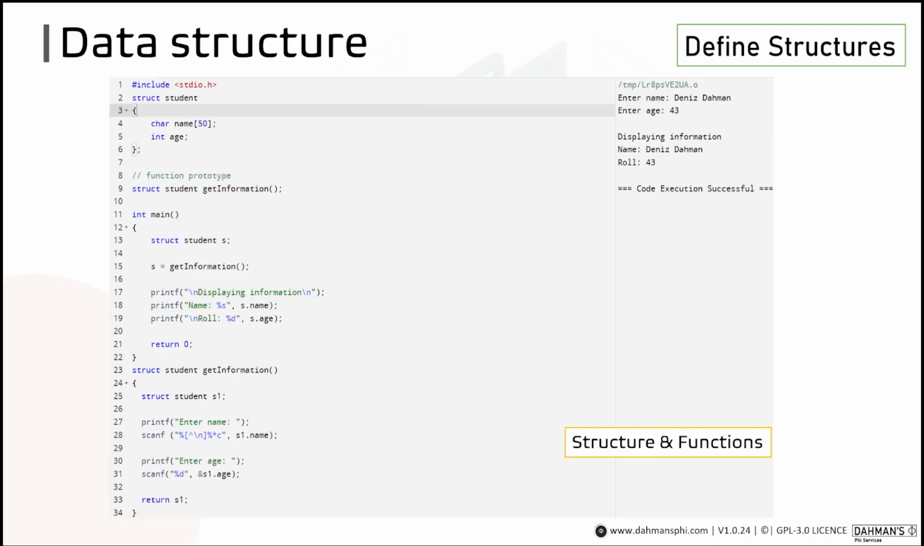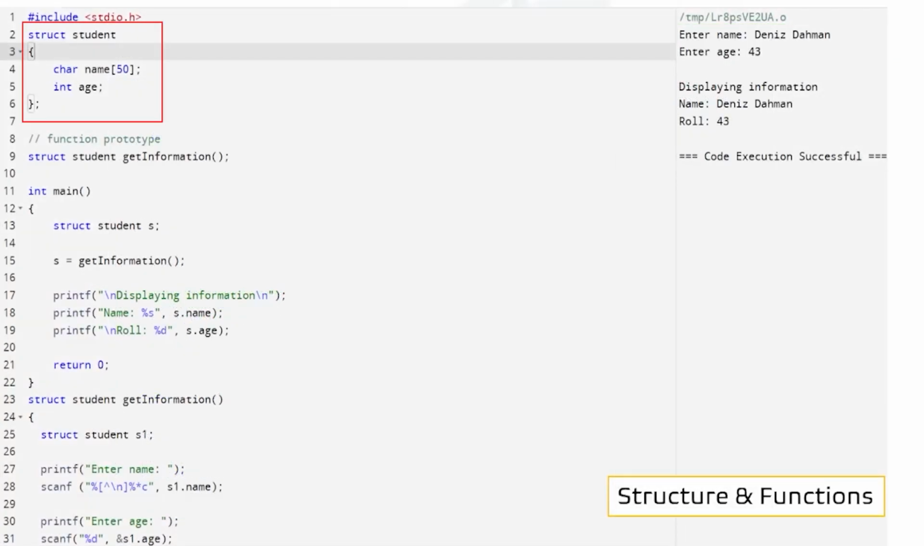We could also use a function to return a struct. In this case, we have a struct we call student, and it has two variables as usual, the name and the age. And here is the prototype of a function called getInformation, which basically returns a data type student. That's why in the main function, the first line, we define a variable called s of data type student, which is a struct type, and we assign whatever value to s using getInformation.